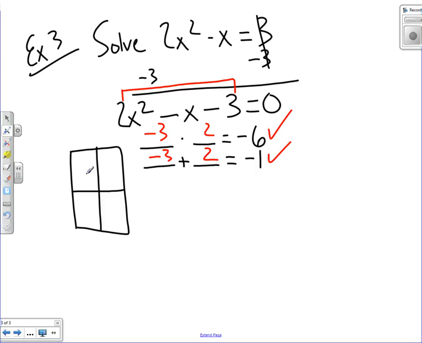Remember that the first box in the upper left, we fill in with the first piece in our equation, 2x squared. The last box, we fill in the last piece in our equation, ignoring the side that has 0 on it. We're just looking at the left-hand side. Negative 3. It's going to go in the last box. Now, we have 2 boxes left.